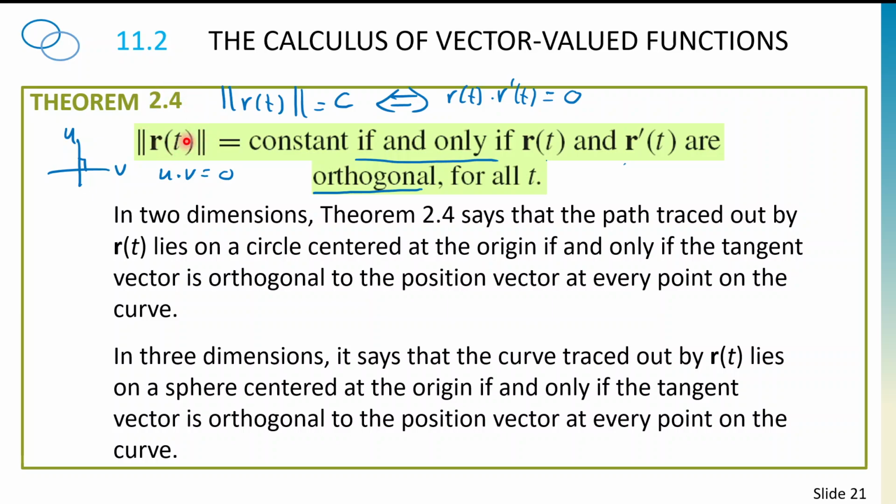So this one, the magnitude, if it equals a constant, it's basically r of t lies on a circle centered at the origin if and only if the tangent vector, remember these are vectors, is orthogonal to the position vector. So r of t is the position vector, r prime is the tangent vector. And when we say orthogonal, that means their dot product equals 0. Okay, so that's it. In three-dimensional space, we're not dealing with circles, we're dealing with spheres.